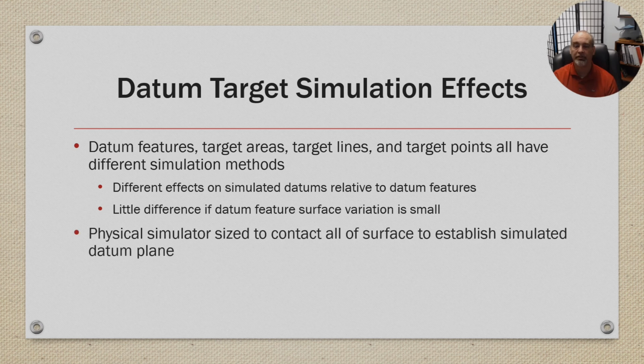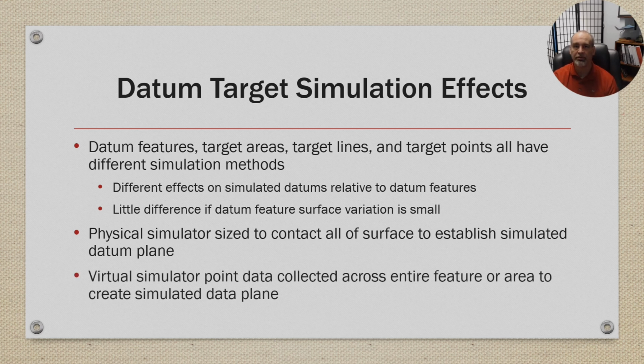simulator. A physical simulator is sized to contact all of the surface to establish a simulated datum plane, and a virtual simulator uses point data collected across an entire feature or area to create a simulated datum plane. Those are different methods.